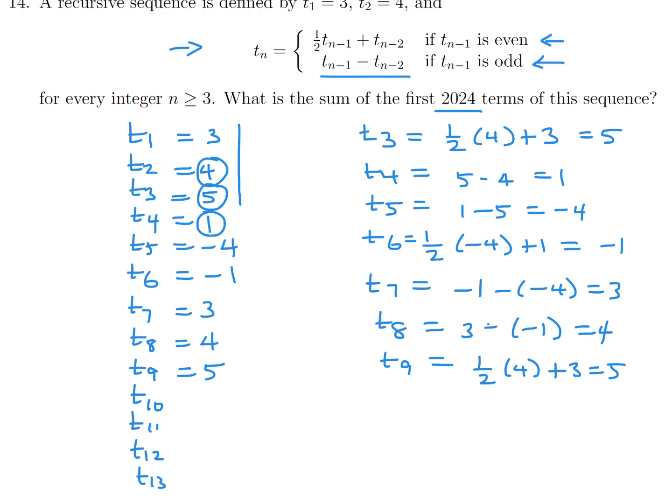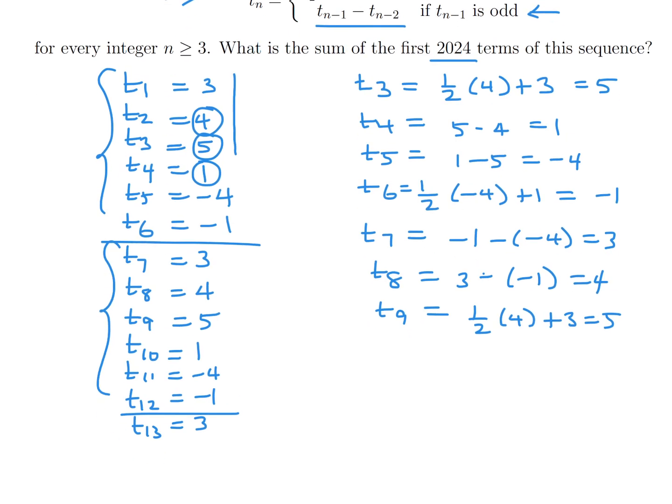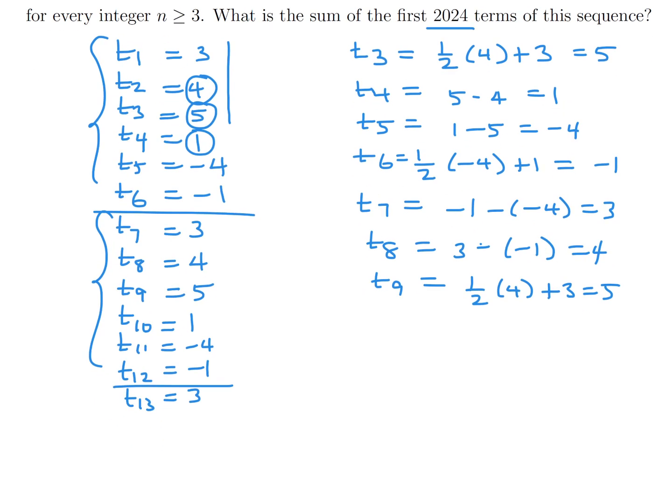It's repeating. So it looks to me like if you keep doing this, this will be 1, this will be minus 4, this will be minus 1, and then this will be 3. Okay, so every 6 it repeats. That's very helpful. And that's exactly what I had hoped for.